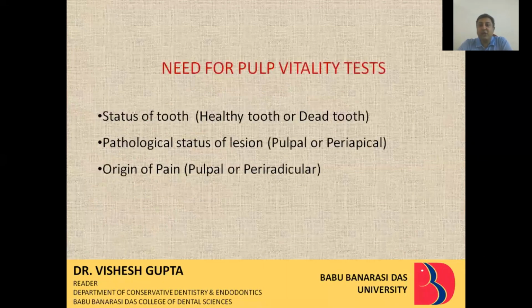Now, what is the need of this pulp test? Why do we do it? First of all, to assess the status of the tooth, whether the tooth is healthy or a dead tooth. Secondly, to know the pathological status of the lesion, whether the pathology is pulpally originated or it is periodontal originated. Third, to know the origin of the pain, whether it is a pulpal pain or a pain from periodontal tissue.